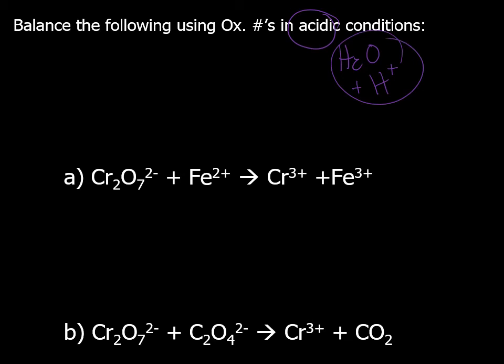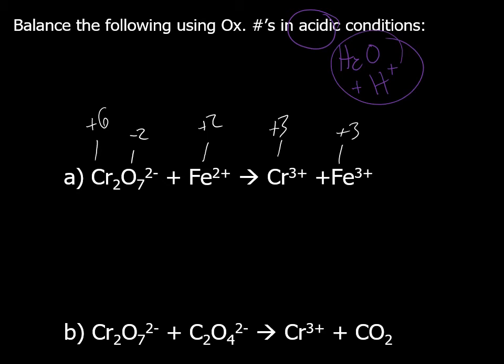First thing we want to do is look at the oxidation numbers. If we look at oxygen here, we know it's going to be -2, and there are 7 of them, so that's -14. We know the sum is going to be -2, so essentially the chromium has to come up with a +12 between the two of them, so each one must have an oxidation number of +6. Iron is an ion, so its oxidation number is its charge, and that makes the right-hand side easy because chromium is going to be +3 and iron is going to be +3.